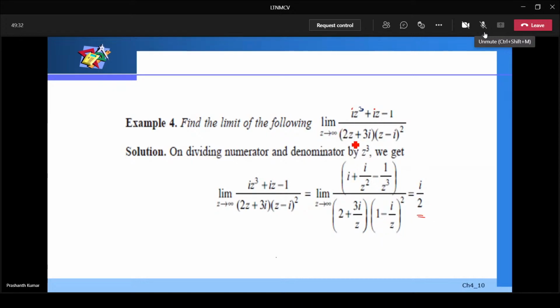The limit as z tends to infinity, the function approaches i by 2. The limit of the following function is i by 2. As z approaches infinity, w approaches i by 2.